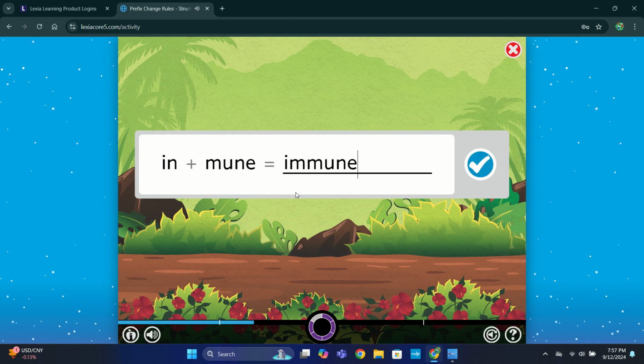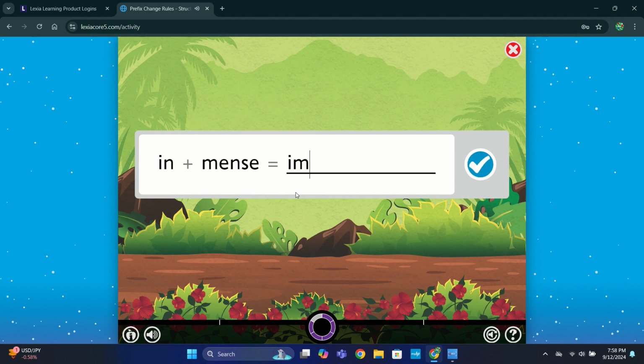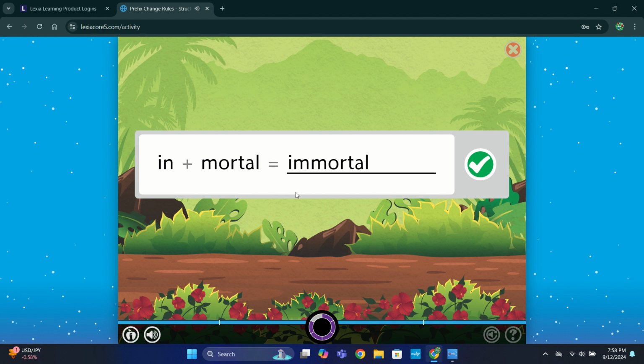Immune. Irrigate. Immune. Immortal. The last letter of the prefix changes to the first letter of the root to make it easier to say. Immortal. Immense. Irritate. Immortal.